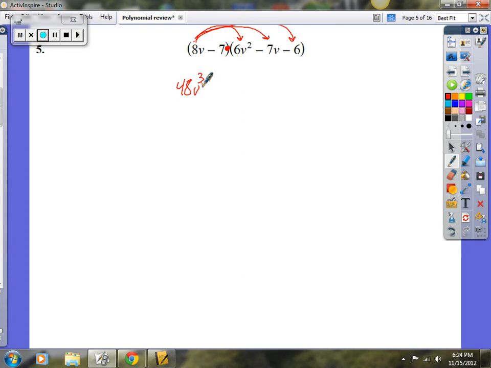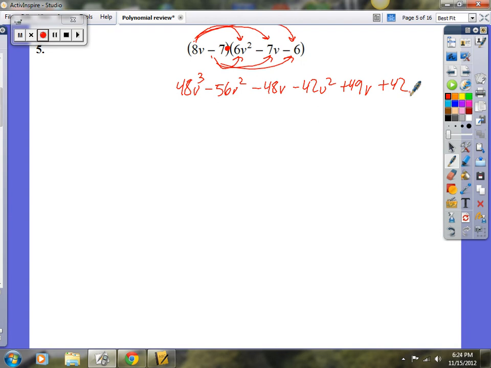8v times a negative 7v is going to be negative 56v squared. And 8v times negative 6 is going to be a negative 48v. And I got to turn around and do the same thing for a negative 7. So it's going to be negative 7 times 6v, negative 42v squared. Negative 7 times negative 7v, that's 49v. And negative 7 times negative 6 is positive 42.